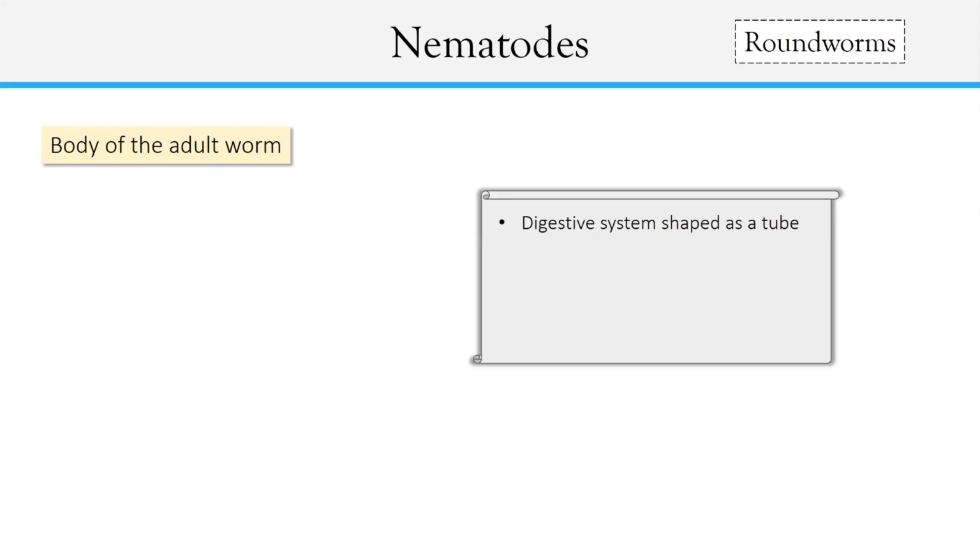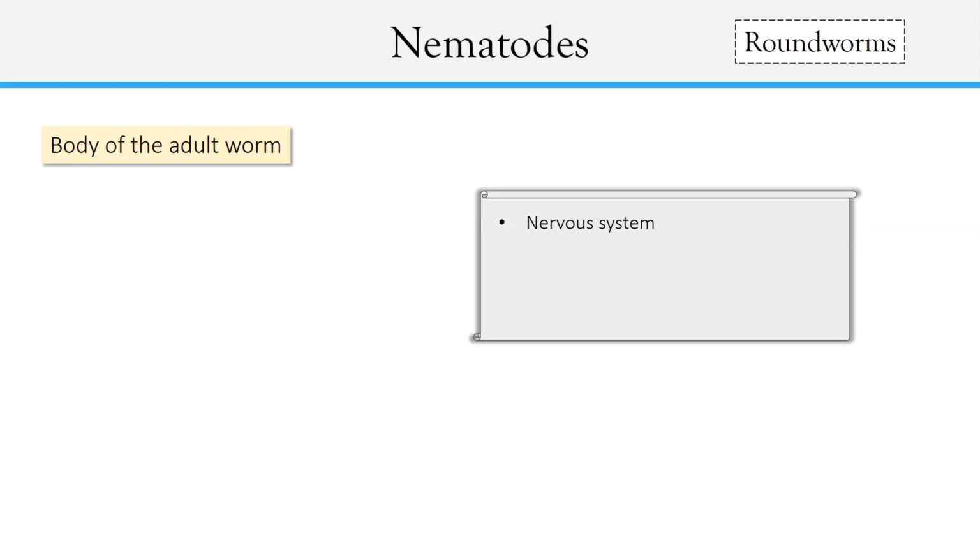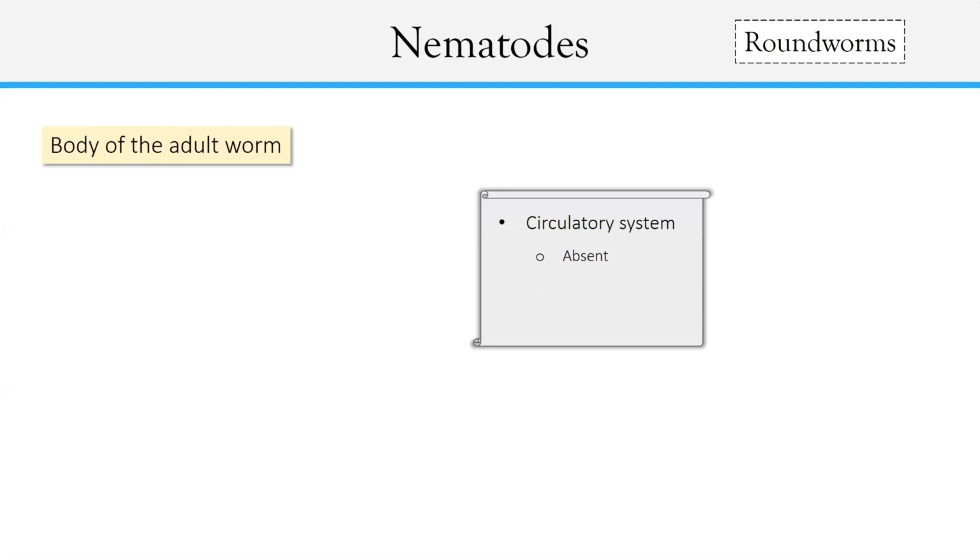The digestive system of nematodes is shaped as a tube and they have buccal cavity, esophagus, intestine and anus. The nervous system is represented by nerve ring, nervous trunks, dorsal and ventral, and transverse commissures. Circulatory system is absent as well as respiratory system.